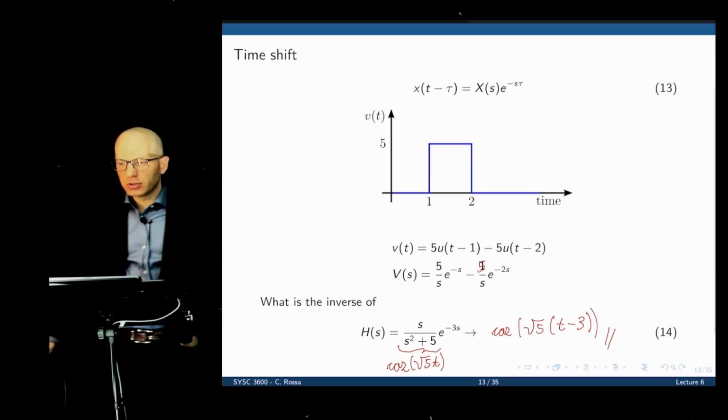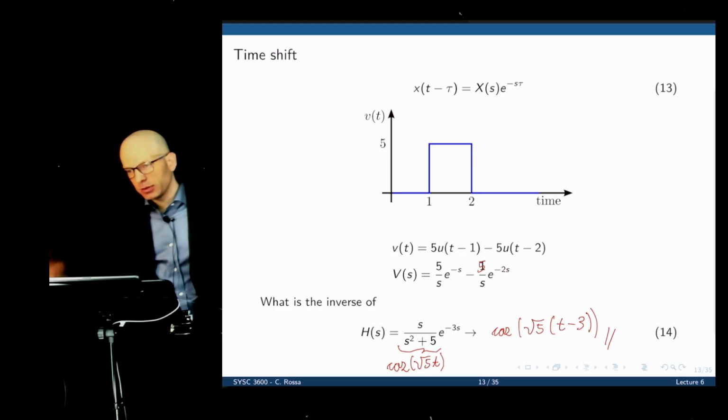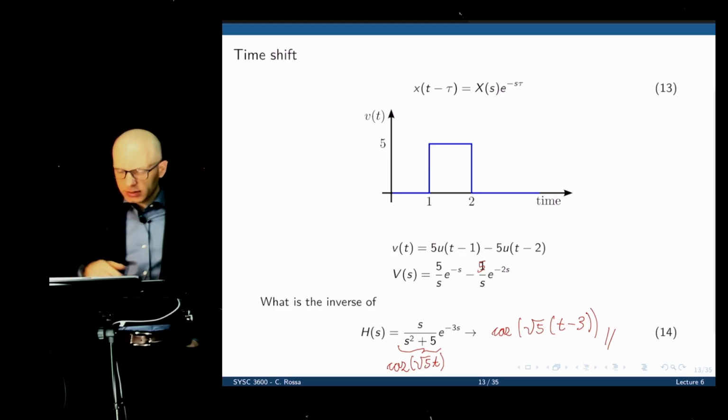Are there any questions here? This is very important. We have a question in the assignment that looks something like this. We'll do an example later. Okay, no questions? I'll move on.